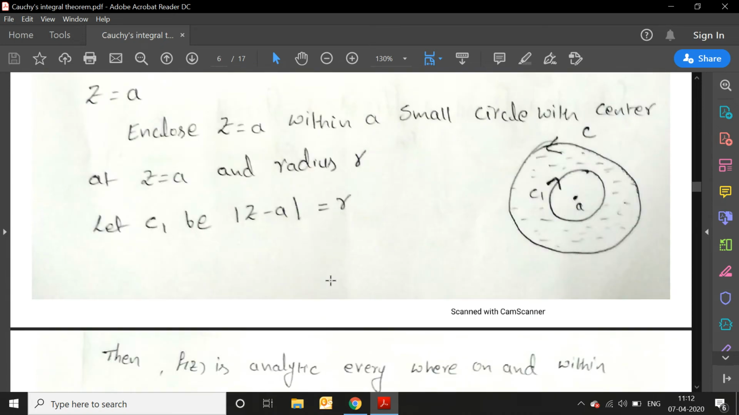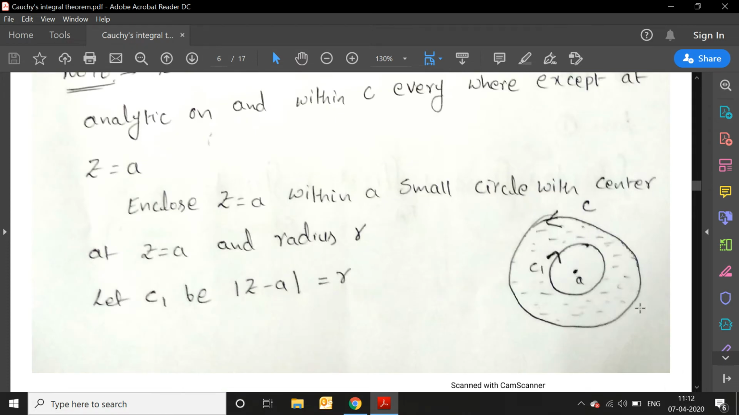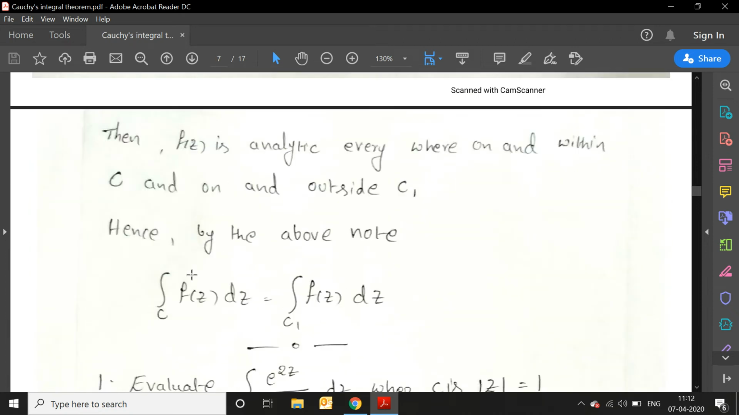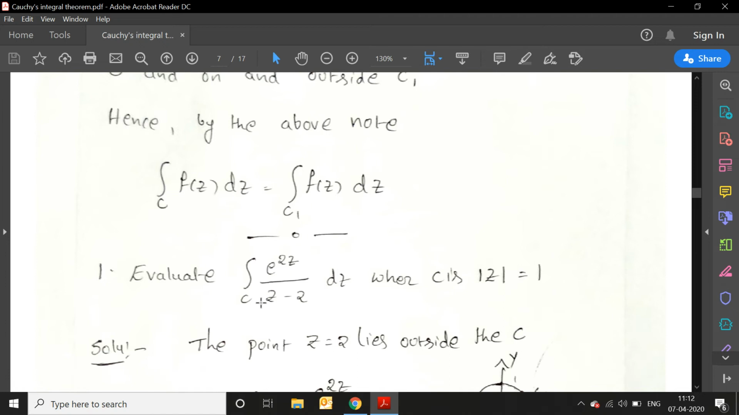So what is the above note? If there are a number of curves inside C, then the summation of those integrations is equal to the integral C f of z dz. Here in this region we have only one curve, that is C1. So that's why integral of C f of z dz is equal to integral of C1 f of z dz. And that's all.